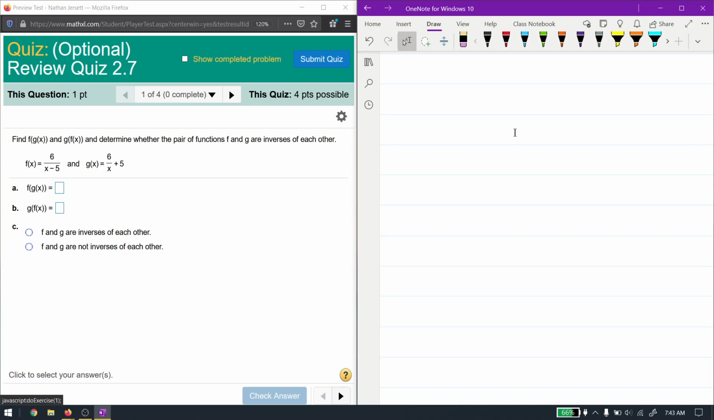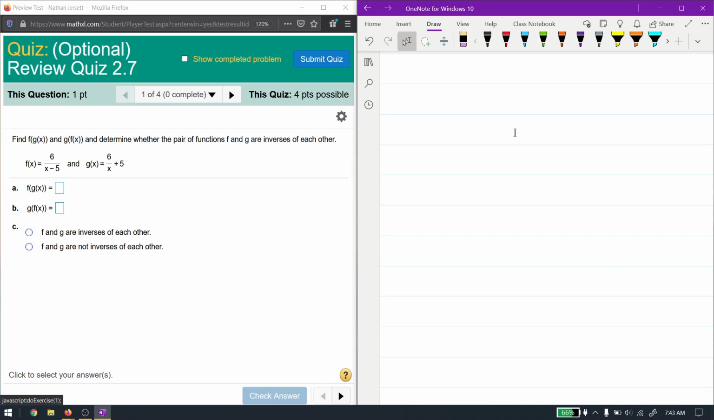This video is for review quiz 2.7, which is all about functions and their inverses, also one-to-oneness, things like that. For this first problem, we're looking at two functions that we're trying to figure out if they are inverses or not. And the way we do that is we compose each one into the other one.